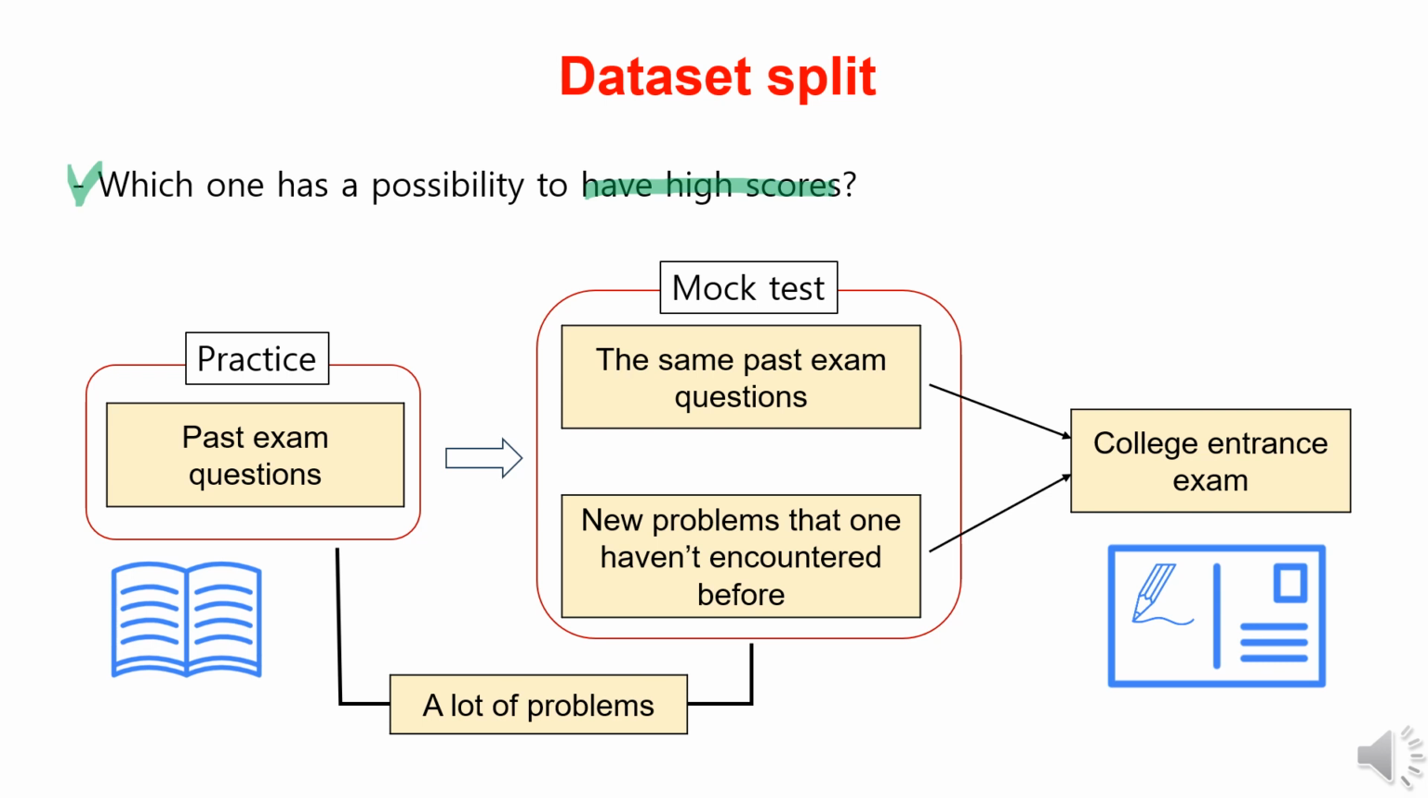One student studies with the past exam questions and takes a mock test with those questions. The other student studies the past exam questions and then takes a mock test with new questions that they haven't encountered before. Of course, the latter student, who performs well on the test with new questions, will have a higher chance of getting a good score on the college entrance exam. Furthermore, it would be much better to solve as many problems as possible rather than solving a small number of problems. Solving a greater number of problems can help achieve better grades.